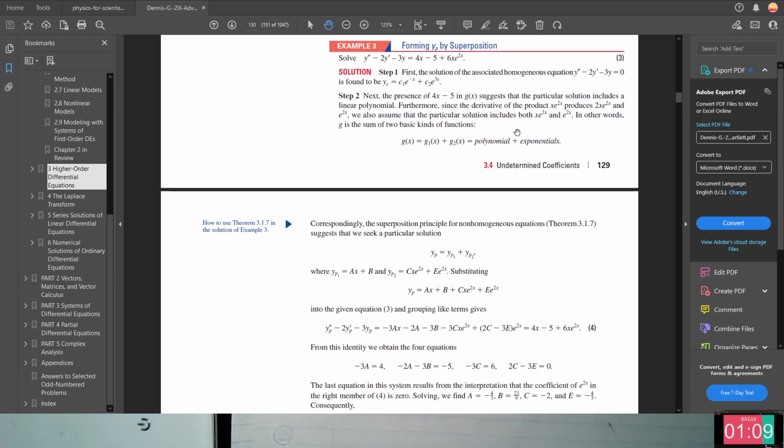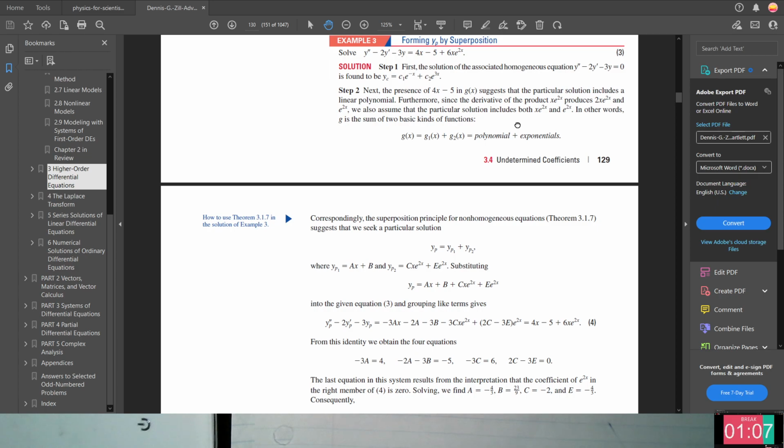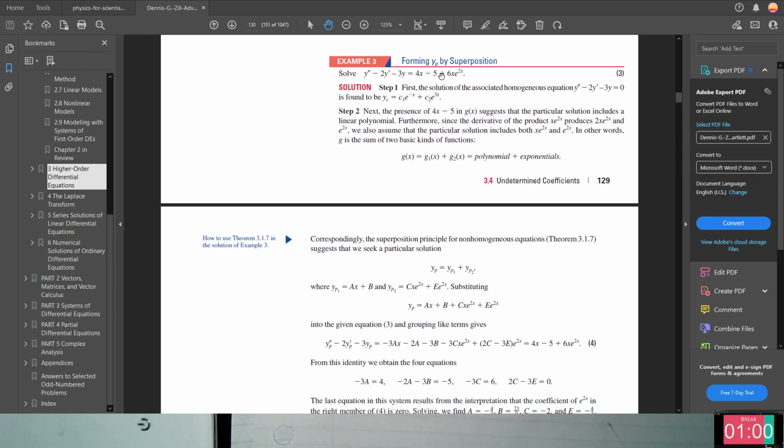Okay, forming y_p by superposition. Solve y double prime minus 2y prime minus 3y. Okay, so this is a different thing. By superposition, first find the solution of the associated homogeneous equation y double prime minus 2y prime minus 3y equals 0, which is found to be y_c equals c1 e to the power of negative x plus c2 e to the power of 3x.